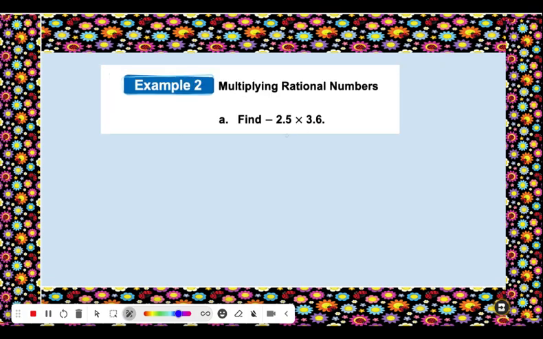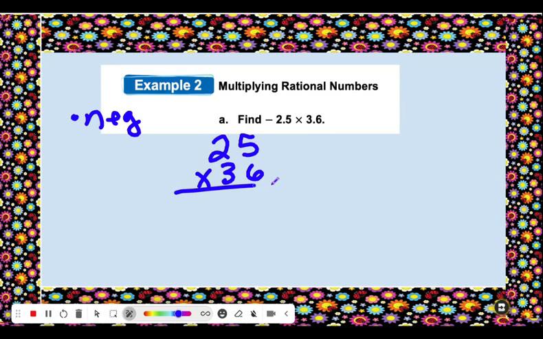Here we have decimals. So when we multiply decimals, you have to think back to last year. We want to just multiply. Well, let's see. I see a negative and a positive, so I know my answer is going to be negative. And then I'm going to multiply 25 times 36.